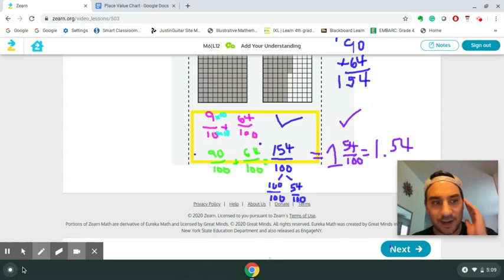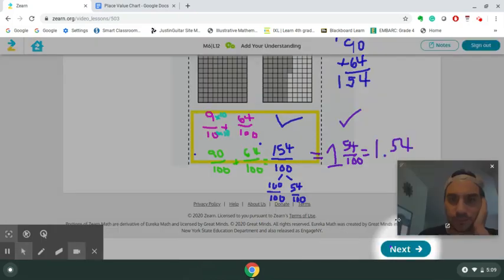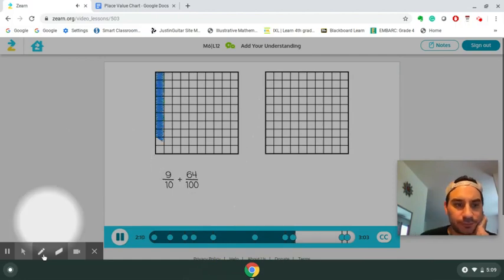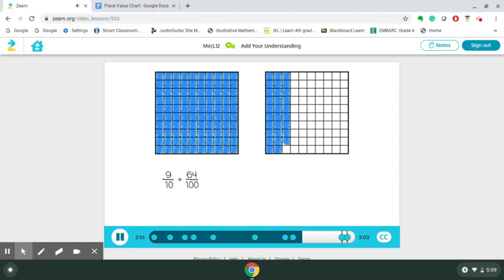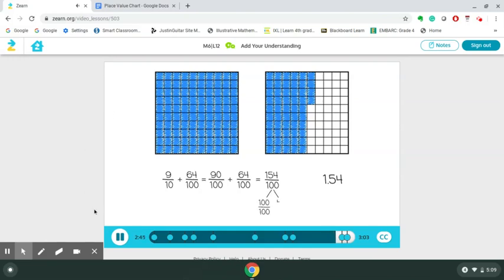Okay, I hope you have this all written down. Let's check our work. Lucas? First, I shaded 9 full columns to show 9 tenths. Then I shaded another 6 columns and 4 more boxes to add 64 hundredths. So that's 1 whole plus 5 tenths, which is 50 hundredths, plus 4 more hundredths, 1 and 54 hundredths. I converted to hundredths to add. 90 hundredths plus 64 hundredths is 154 hundredths. Then I used a number bond to decompose that into 100 hundredths, or 1 whole, and 54 hundredths.